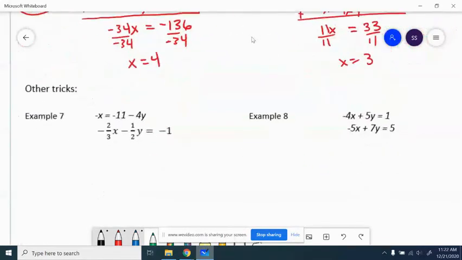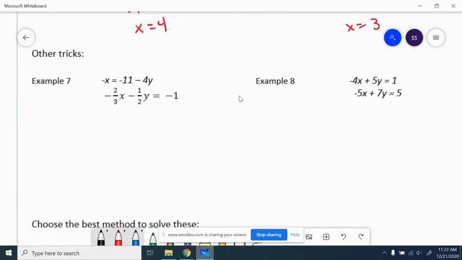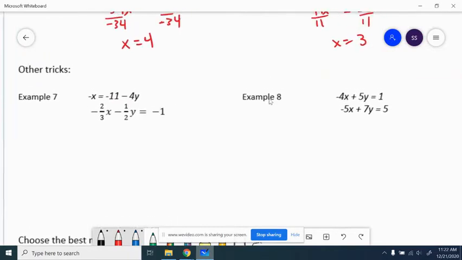All right, so other tricks. Let's take a look at number 7. First of all, we've got some fractions, and that's going to be kind of a pain to deal with. So what we're going to do is take this whole bottom linear equation and multiply it by the least common multiple of 3 and 2, which is 6. And the reason why we're going to do this is then we won't be dealing with fractions anymore.